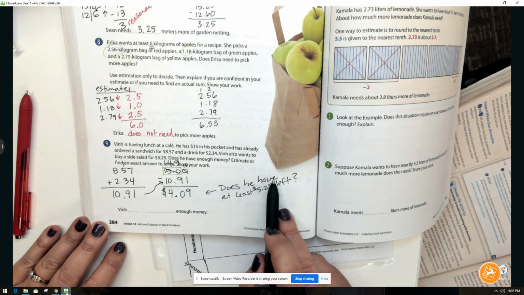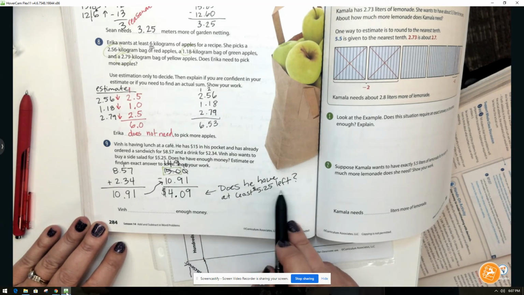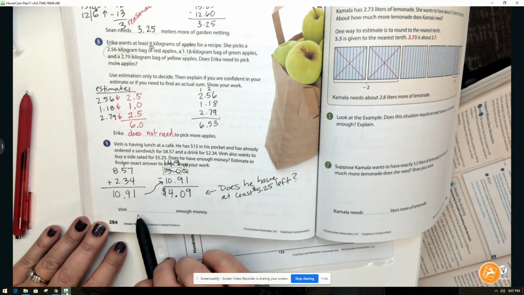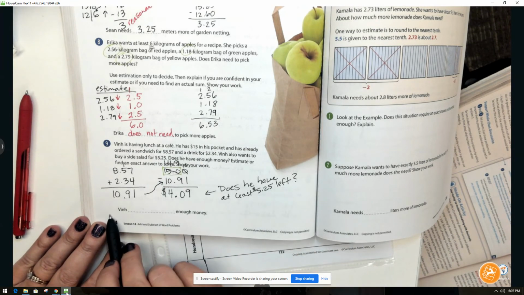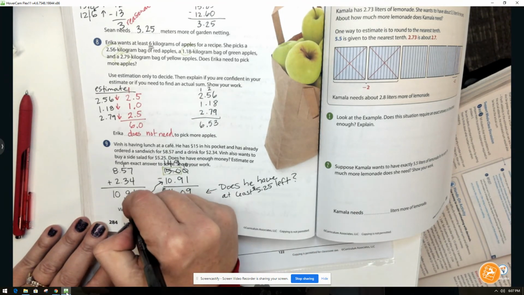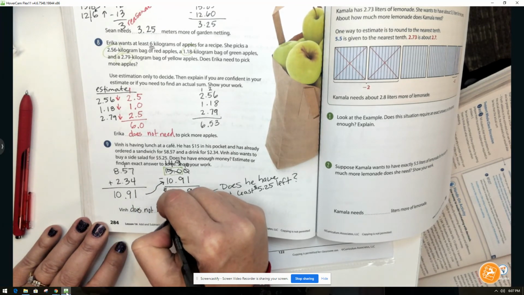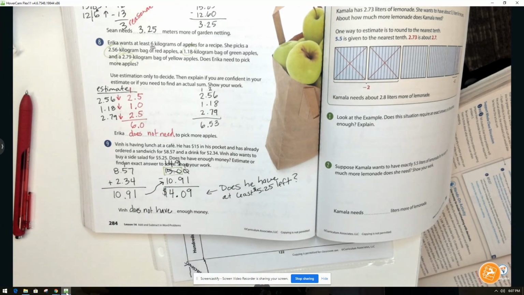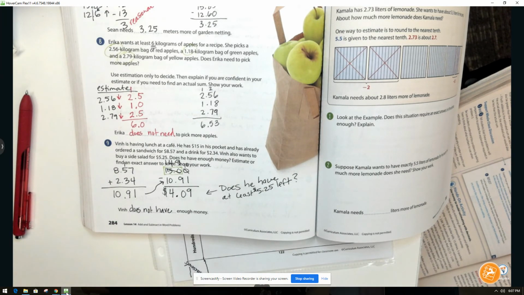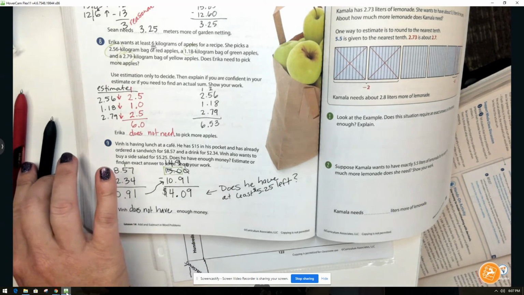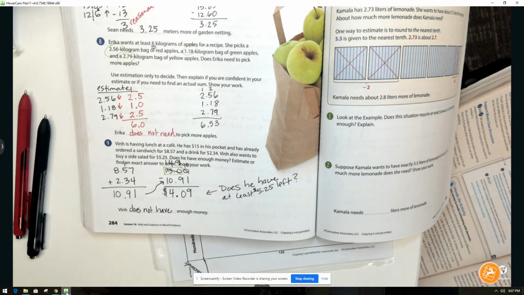$4.09 left. Does he have at least $5.25 left to buy a side salad? No, he does not. So Vin does not have enough money because he needs $5.25. He only has $4.09.